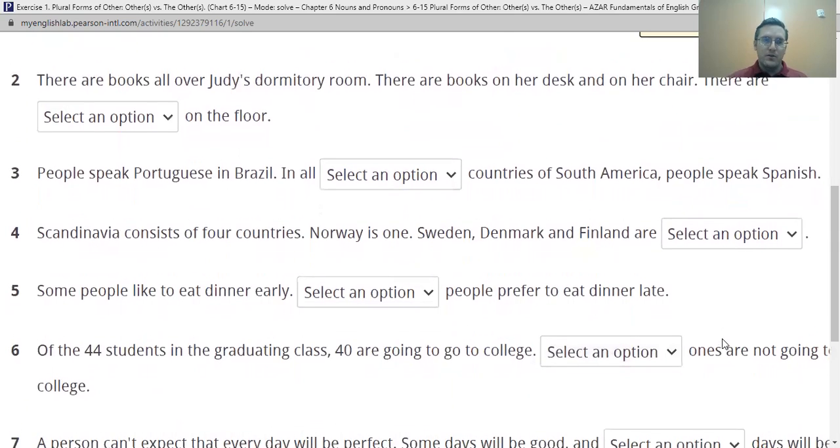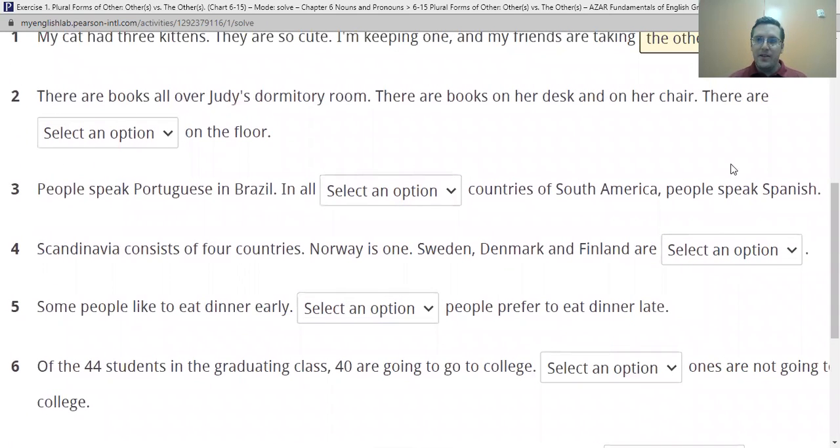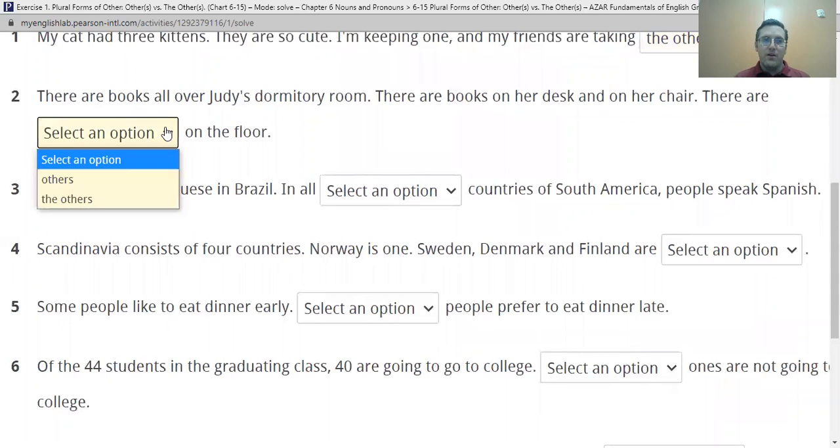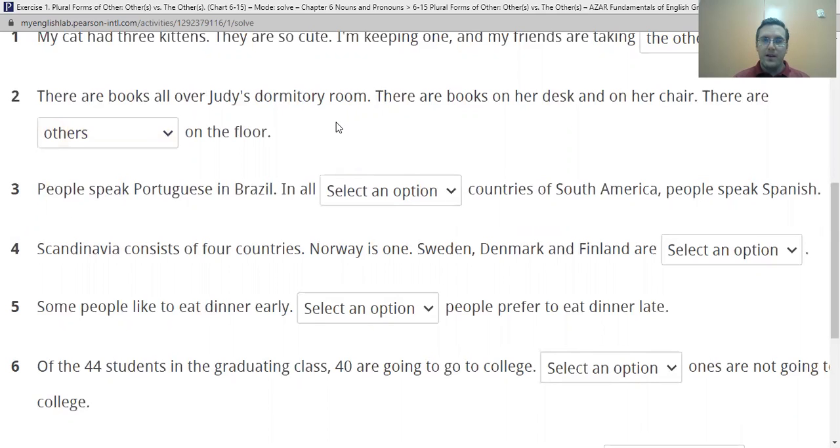Read through number 2 through 6 and then stop the video. When you're finished with number 2 through 6, restart the video and we'll check your answers. Good luck. You ready to check your answers? Number 2, there are books, plural, all over Judy's dormitory room. There are books on her desk and on her chair, and there are others on the floor.